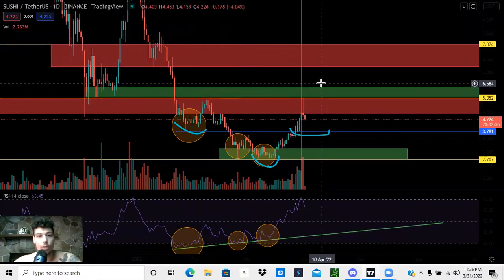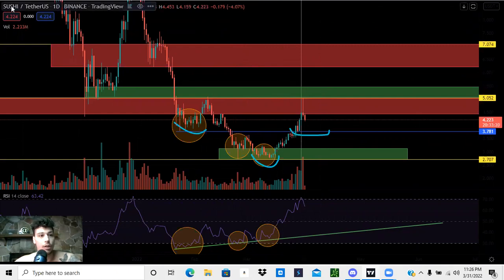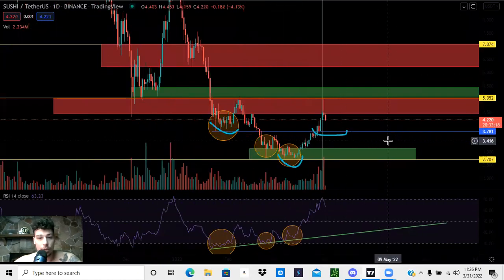We're looking at SushiSwap. This is the native cryptocurrency for SushiSwap, the ticker symbol SUSHI, Sushi. Okay, now this one was a viewer request.